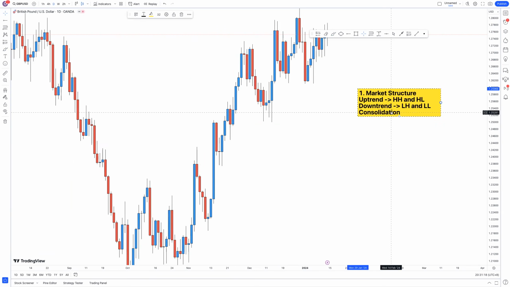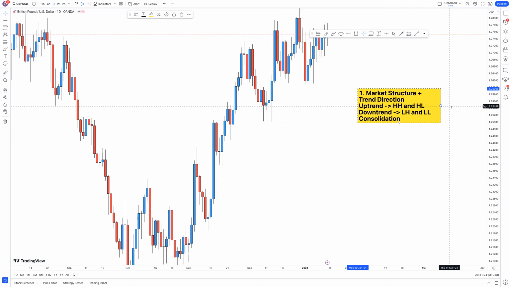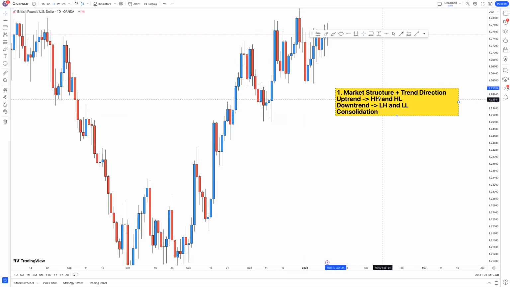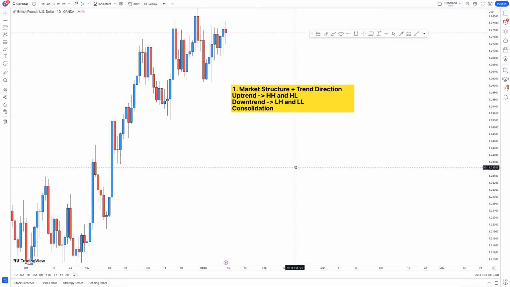Okay, let's look at some example. Let's say this is market structure plus trend direction. We are learning 2-in-1. So this is the basis of market structure and trend direction. You can see in the uptrend, price is creating higher highs and higher lows. Downtrend, price is creating lower highs and lower lows.